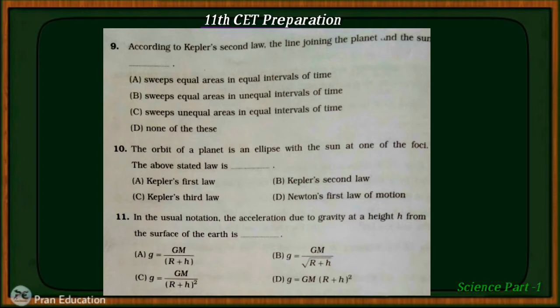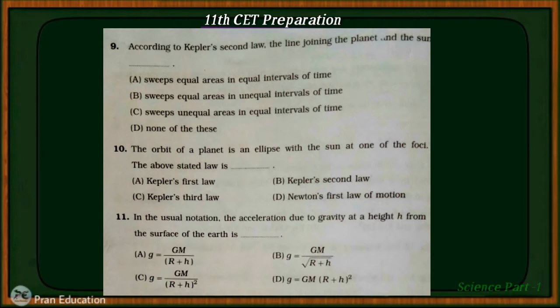Tenth, the orbit of a planet is an ellipse with the sun at one of the foci. The above stated law is: Options: A, Kepler's first law; B, Kepler's second law; C, Kepler's third law; and D, Newton's first law of motion. The correct option is option A, Kepler's first law.